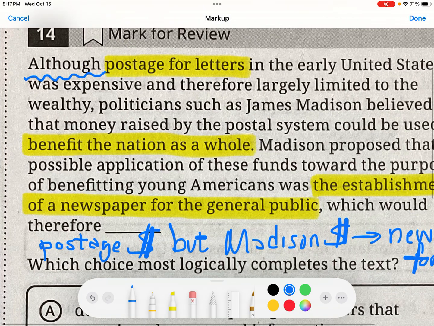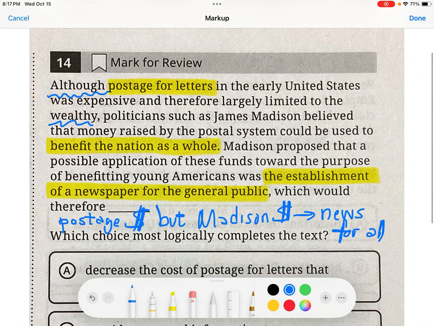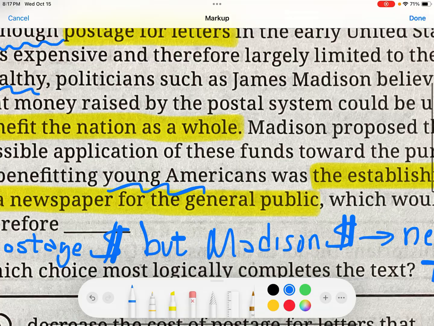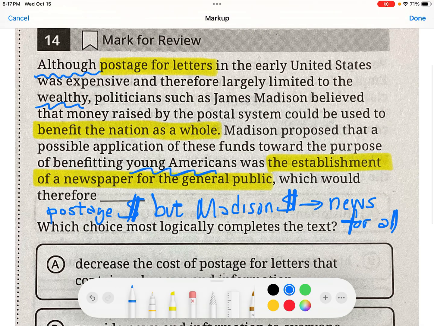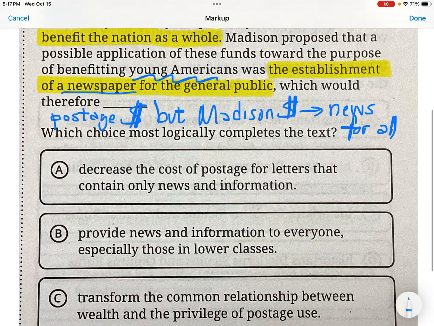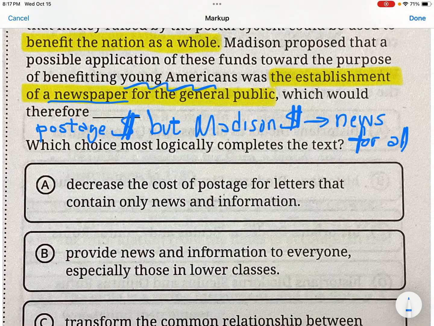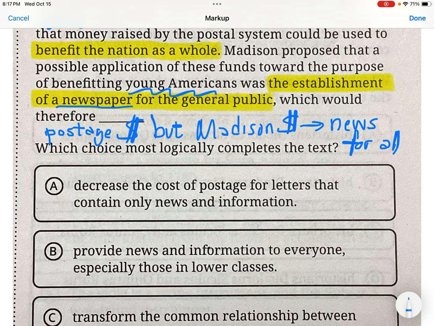So we've got wealthy up here contrasted with, well, young Americans. Young Americans look important, and newspaper for all. So postage for letters is probably the main topic, but the newspaper is a topic as well. Okay, so we've got highlighting and we've got some annotations. The next step, of course, is POE. We are going to read each answer choice and see whether we can eliminate it if it does not agree with our highlighting and annotations.